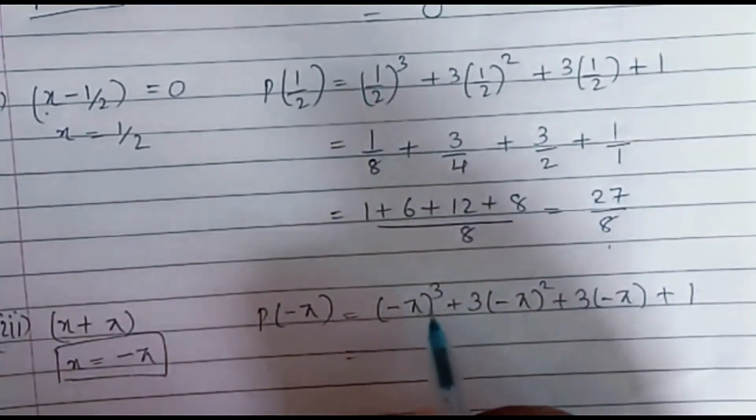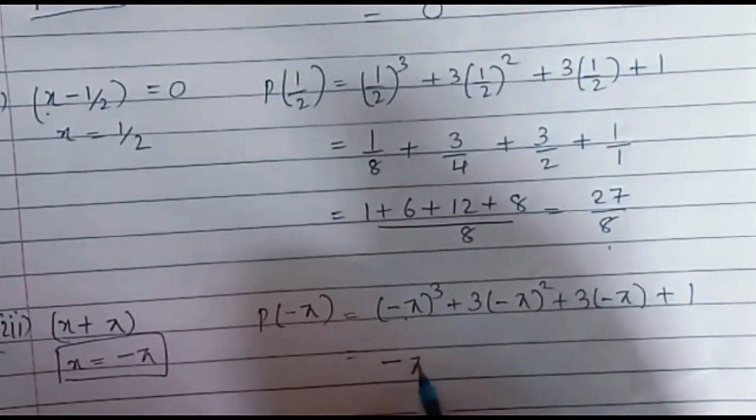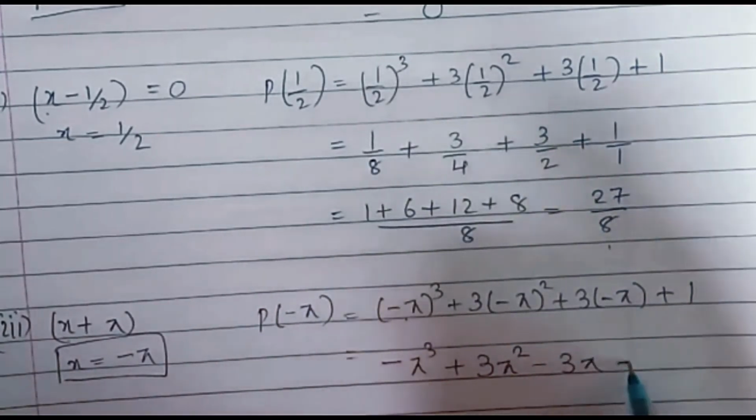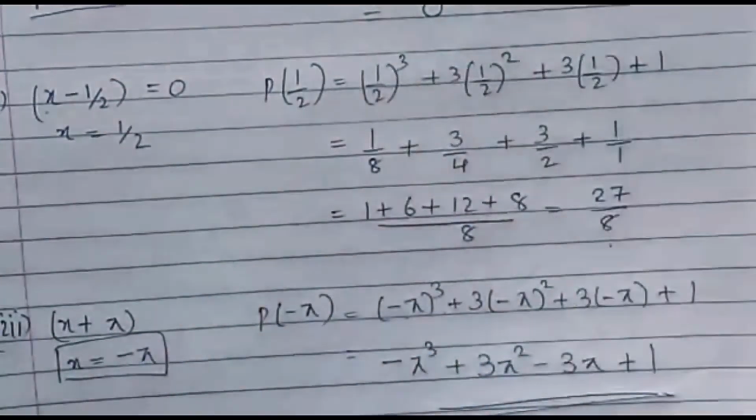Right? Just keep the value as it is. Minus pi the whole cube will be minus pi cube, plus 3 pi square, minus 3 pi, plus 1. So this is your answer.